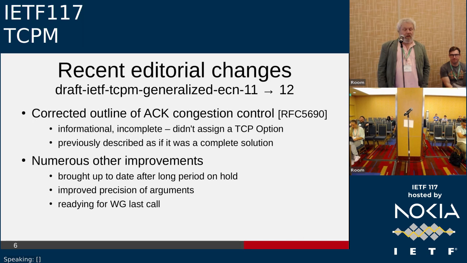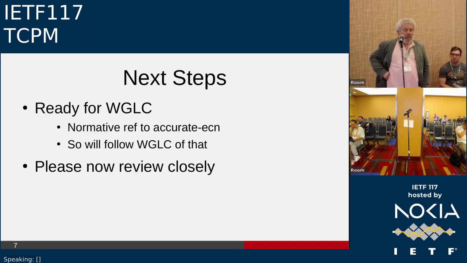Similarly, I corrected the outline of ACK congestion control, which had previously been described as an experiment, but it was informational, and it was a sort of incomplete informational. It talked about TCP options and things, but it hadn't actually ever assigned them, so it wasn't really an implemented experiment, and numerous other improvements. So, as you can see, mostly editorial stuff, apart from that first slide. So I think now, once accurate ECN is out of the way, this will be ready for working group last call as it stands.